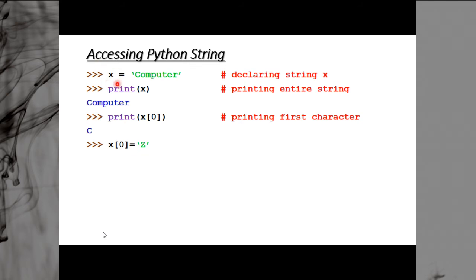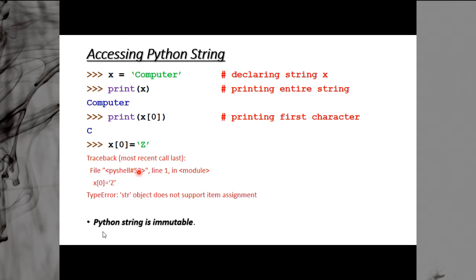When I say x is equal to science, x was referring to computer, now x will refer to science. The entire reference has been changed. But when I say x[0] is equal to Z, x is referring to the same computer, and at the same memory location you are trying to change C with Z. An element is going to be changed, which is not possible when you are working with strings in Python. Why? Because Python strings are immutable. You cannot change them. So if you issue this type of statement, you will get an error.